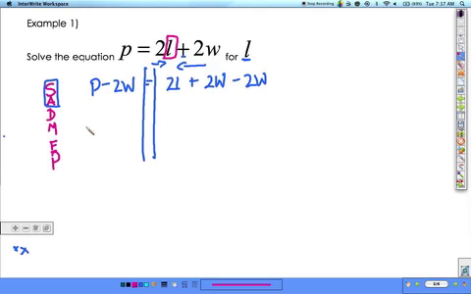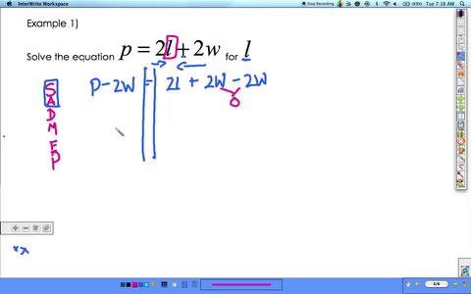That's why literal equations can be even easier than regular equations because we don't have to do any calculations. We just move those over. On the right side, we have like terms to combine. So 2W and negative 2W combine to be 0 by the inverse property of addition. And we can just bring down everything to the next step.